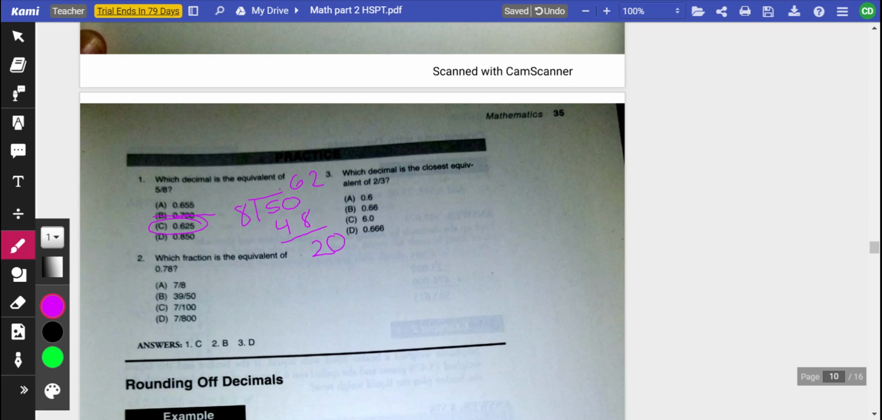Then my next one, which fraction is the equivalent of 0.78? So then I'm going to do my place value. This is tenths. This is hundredths. So I have 78 hundredths. Again, I'm going to use my even number rule. They're both even numbers, so I can divide by 2. 100 divided by 2 is 50. I know that for sure. And then I end up with 78 divided by 2, which is 39.